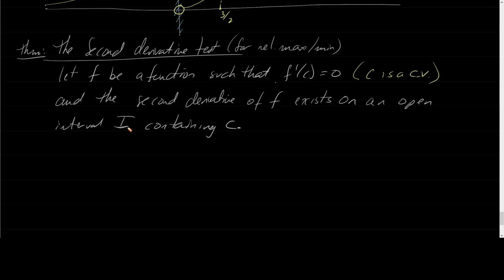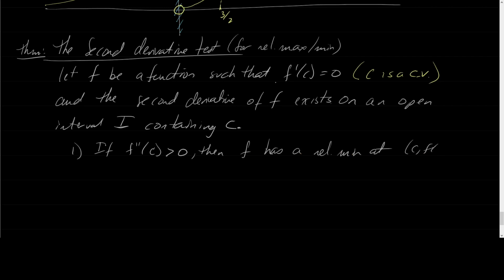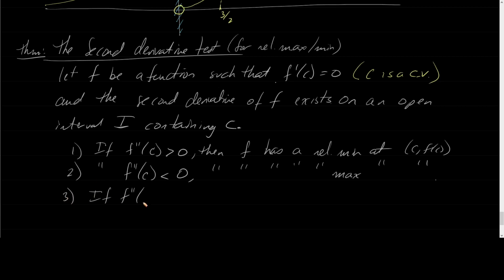All right, so we're gonna have a few things here. First, if f double prime of C is greater than 0, then f has a relative minimum at C comma f of C. Second, if f double prime of C is less than 0, then f has a relative maximum at that point. And lastly, if f double prime of C equals 0, then the test is inconclusive.